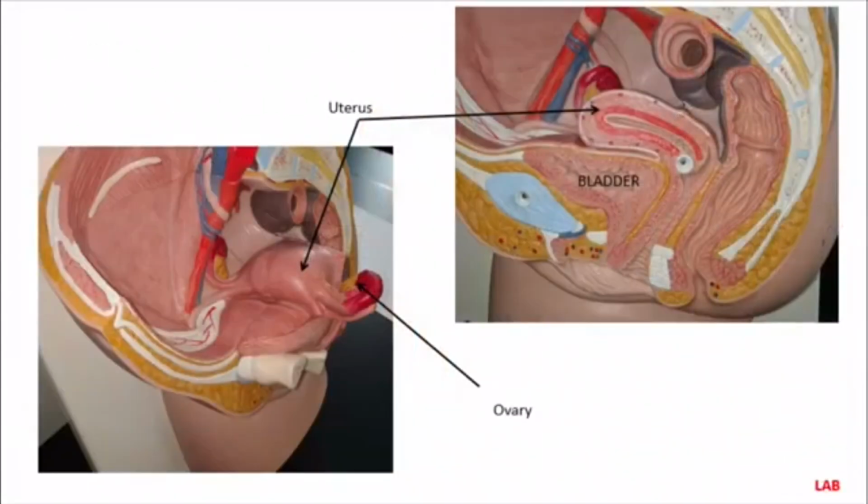Don't confuse the uterus with the bladder. So I've talked about this on the previous slide. So I've labeled the bladder here. You need to know where the ovaries are and where the uterus is.